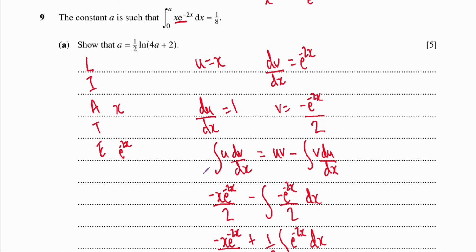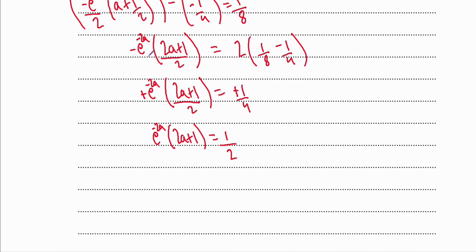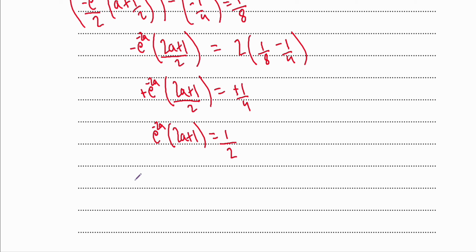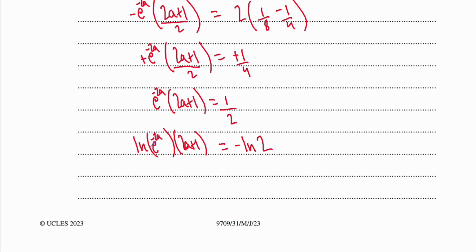Now we need to use the natural log because we need to get a on its own. So how do we do that? Well, let's take the natural log of both sides. So we have ln of this whole thing right here. That's ln of e to the negative 2a times 2a plus 1, which is equal to the ln of a half, which is equal to negative ln 2, right? What do we know? ln of a times b is ln a plus ln b. So that is ln e to the negative 2a plus ln of 2a plus 1 is equal to negative ln 2.